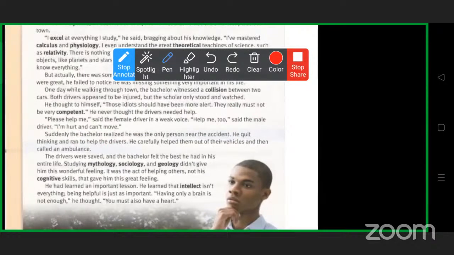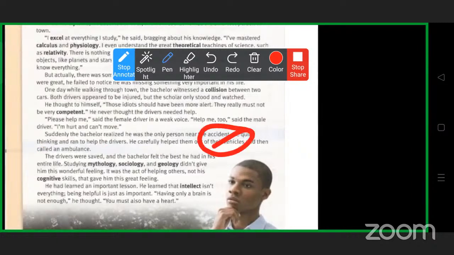But this person, who had called them incompetent, suddenly realized that he was the only person near the accident. He realized that he was the only person who had watched them, and the only witness who had seen that accident. Then he was the nearest possible person they could go to for help. He stopped thinking and ran to help the drivers. He carefully helped them out of their vehicles.